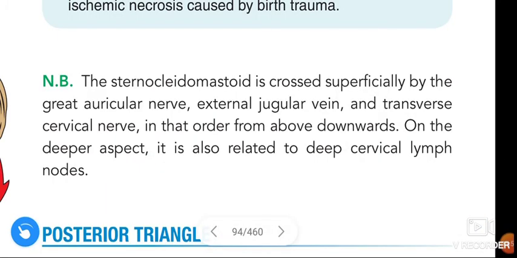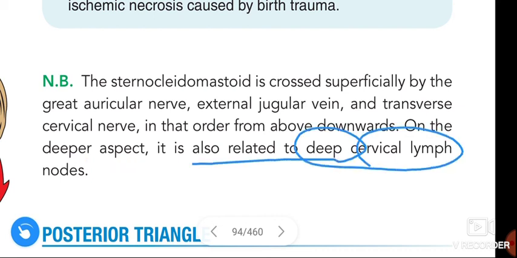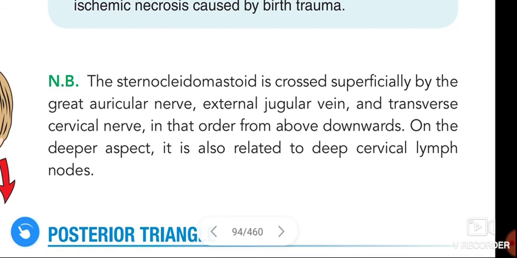Coming to the note, the sternocleidomastoid is crossed superficially by the great auricular nerve, external jugular vein, and transverse cervical nerve, in that order from above downward. On the deepest aspect, it is also related to the deep cervical lymph nodes. This is about the sternocleidomastoid muscle.